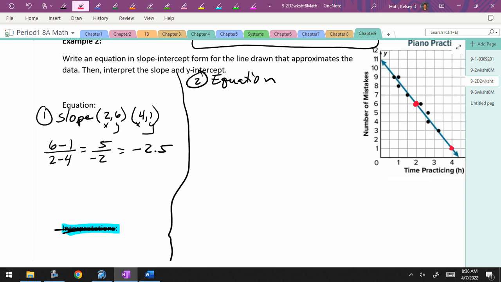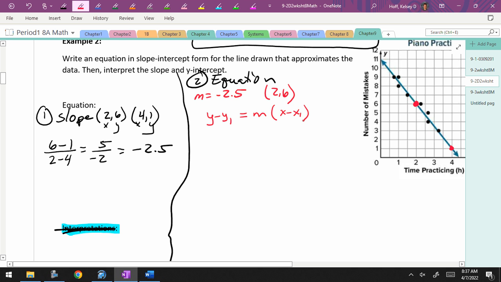Okay, for my equation, I need my slope. M equals negative 2.5. And you need one of the points. Which one do you want to pick? 2, 6, okay? Do you think the other one's easier? It could be. It depends on who you are, right? Y minus y1 equals m times parenthesis x minus x1.